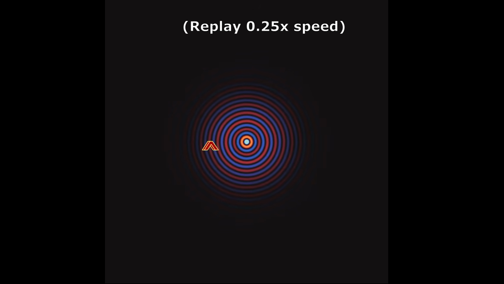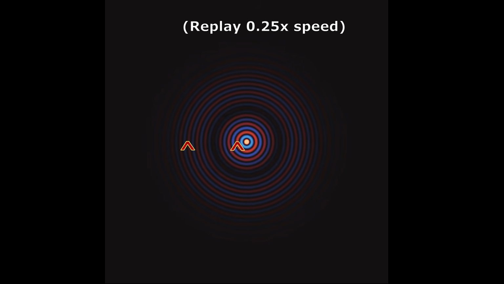Observe how the wave energy propagates both outward as well as inward. The part of the wave energy that moves inward passes the center of the pattern and then proceeds to move away again. Okay, so far so good.